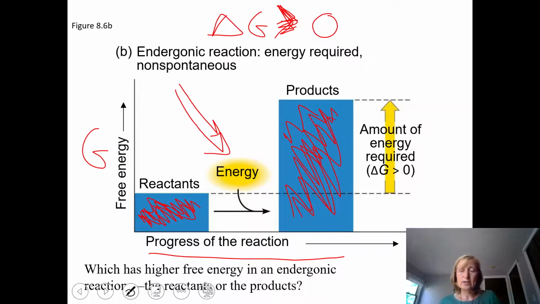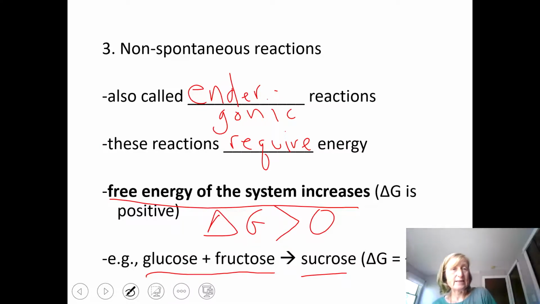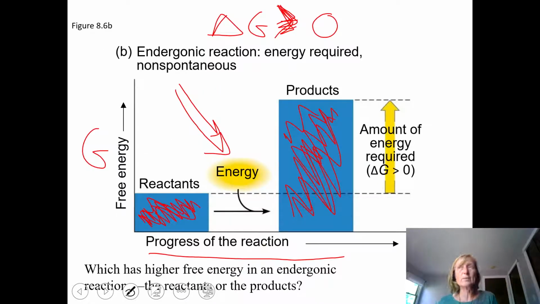This reaction, let's see, what did I say? The reaction of the making of sucrose from glucose and fructose is a non-spontaneous or endergonic reaction. So if we want to build the molecule sucrose, that's table sugar, right? And it's made up of glucose and fructose.